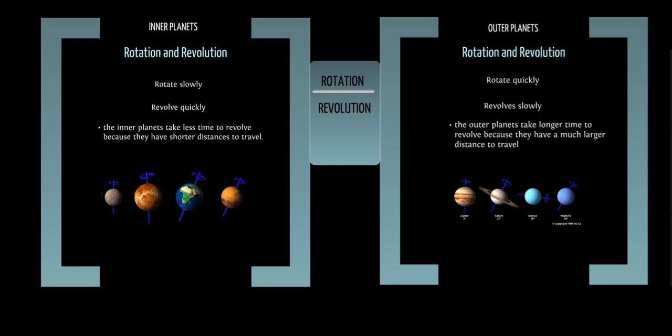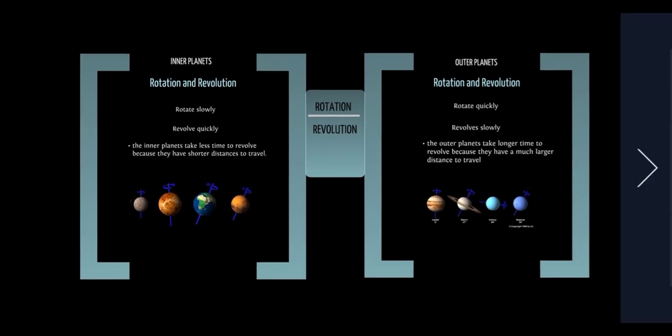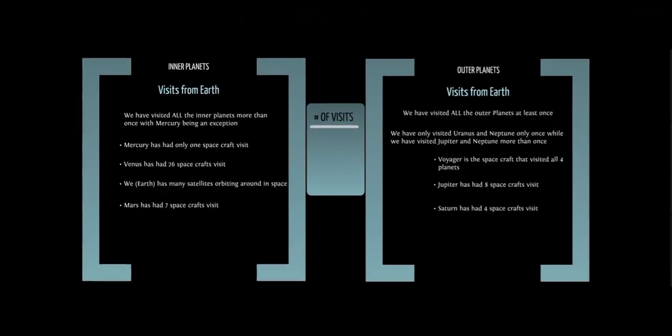This means the inner planets take a shorter time to revolve because their distance to travel is short. The opposite is true for outer planets: they have a longer time to revolve because they have a much larger distance to travel. The inner planets, as we said, are closest to the Sun. They are near the Sun, while the outer planets are the opposite.